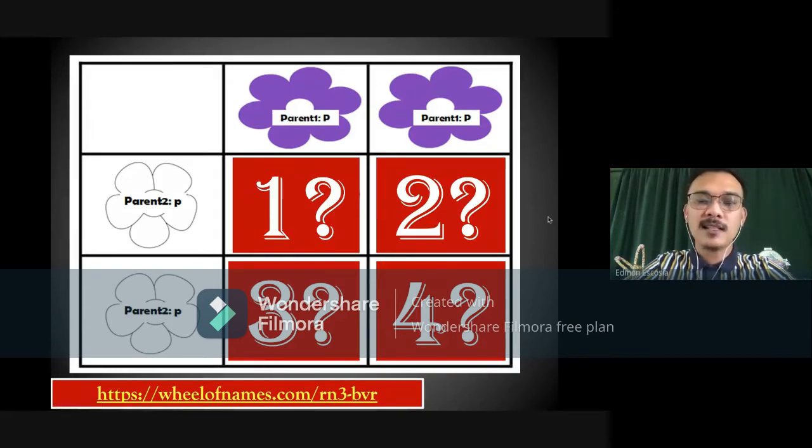This time, let's have 1 minute only to analyze this Punnett square. Your 1 minute starts now. Okay, 1 minute is over. Let's now reveal the answers. To answer number 1, what will be the genotype and the phenotype for this cross?